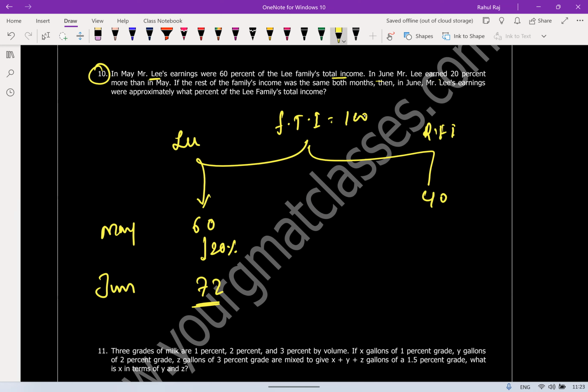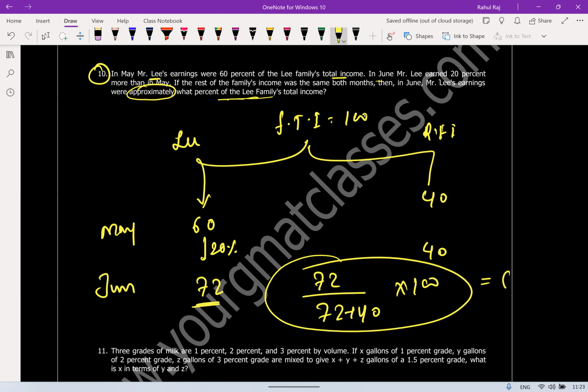Now it says that the rest of the family income remains the same for both the months. So this remains 40. Now the question is asking, in June, Lee's earnings were approximately what percent of Lee's family total income? That is nothing but 72, because in June, total income is 72 plus 40, that is 112. This will give you near about 64%.